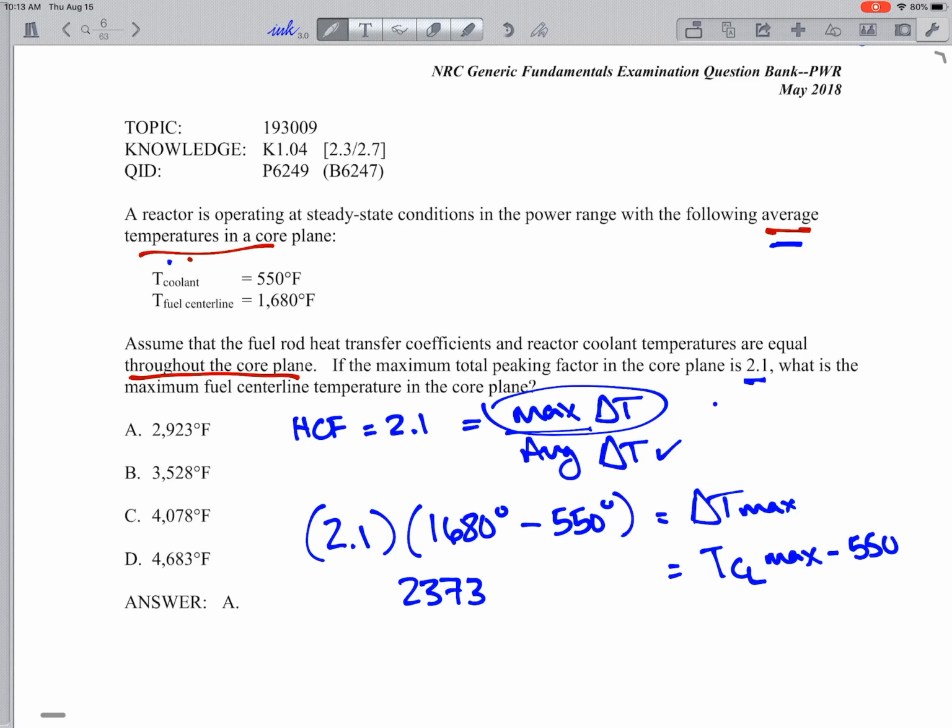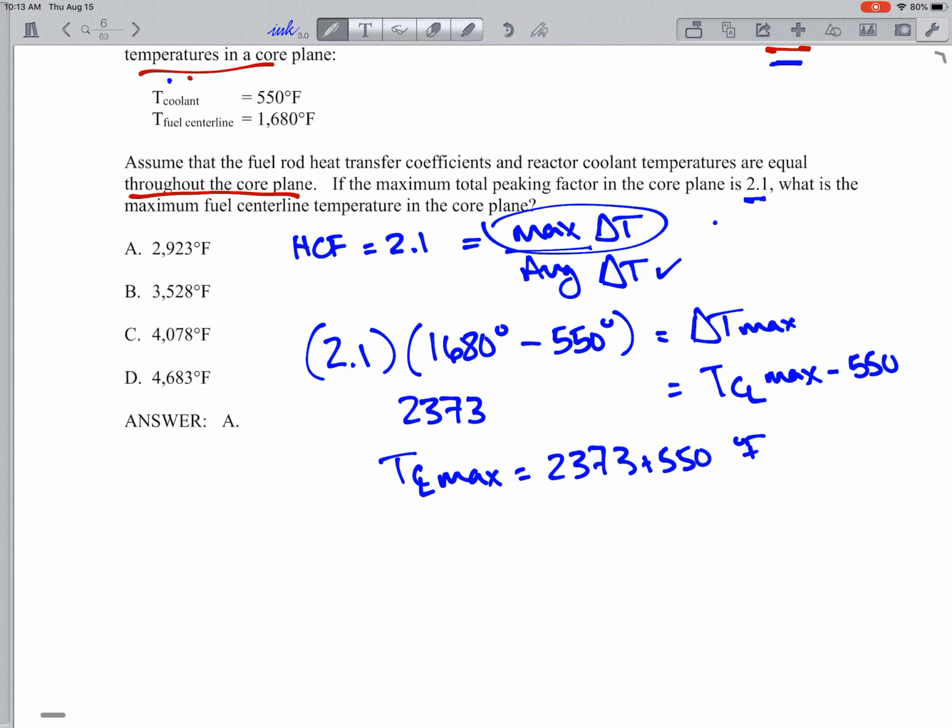2373. So if we add 550 to each side, temperature centerline max equals 2373 plus 550. That's degrees Fahrenheit. So plus 550 is going to be 2923. Temperature centerline max, 2923 degrees Fahrenheit. It's A, it's not 3528, it's not 4000. So that is that one. Remember that hot channel factor counts for linear power density, flux, and delta T's, okay? That's how you figure that one out.